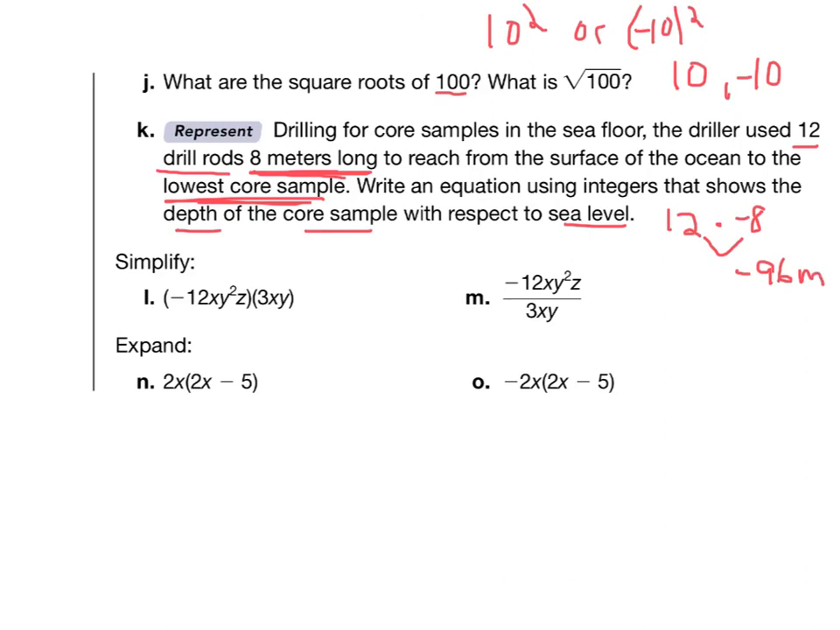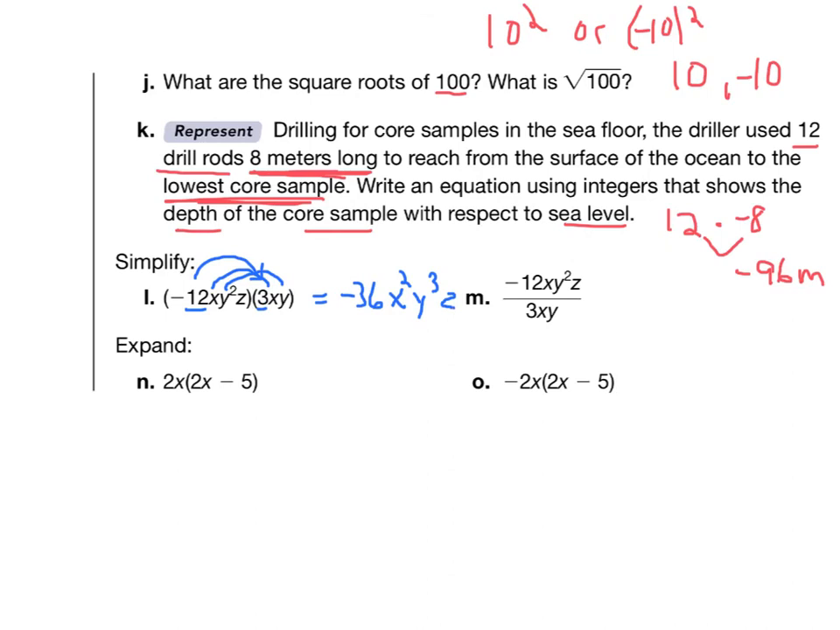All right, go to this one. Now we're going to simplify. That means we're going to multiply. So I multiply negative times a positive, negative 12 times positive 3, negative 36. And then I do x times x, which is x squared. Then y squared times y, which is y to the third. And then z. Remember to add your exponents.